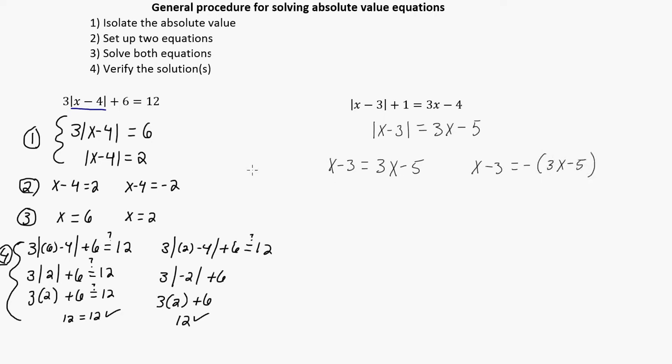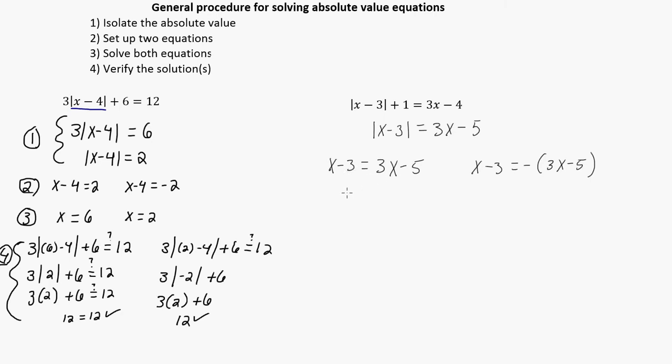And I want to show it amounts to doing the same thing that we did over here. We set x minus 4 equal to positive 2, and we set x minus 4 equal to negative 2. Well, we're still doing the same thing. x minus 3 got set equal to positive 3x minus 5 and negative 3x minus 5. Okay, let's solve these two equations.